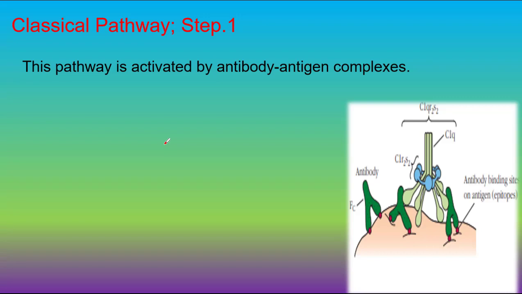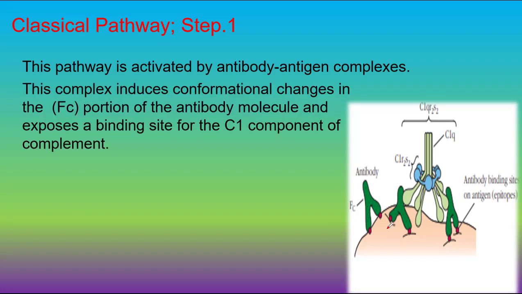First of all, we discuss the classical pathway. Classical pathway is considered a part of the adaptive immune system because it begins with the formation of an antigen-antibody complex. When antigen binds with the antibody, it induces a conformational change in the Fc portion or constant portion of the antibody molecule, which exposes a binding site for the C1 component of the complement system.